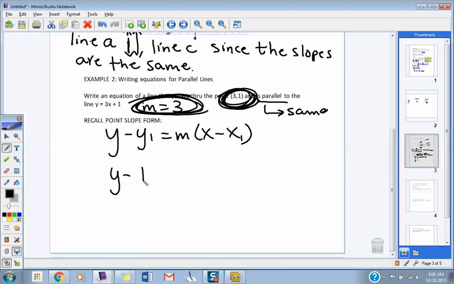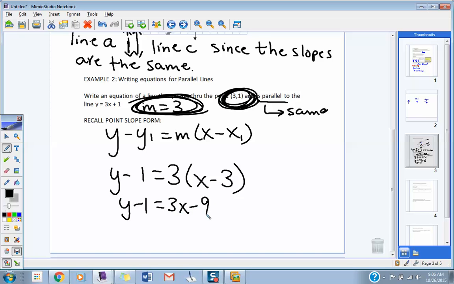Y minus 1. Yep. Equals 3 times x minus 3. All right. I'll do all the chugging here now. Y minus 1 is equal to 3x minus 9. Did I distribute correctly, kiddos? Okay. Add 1 to both sides. Minus 9 shall turn into a minus. Careful. Add 1. Minus how much? Yep.